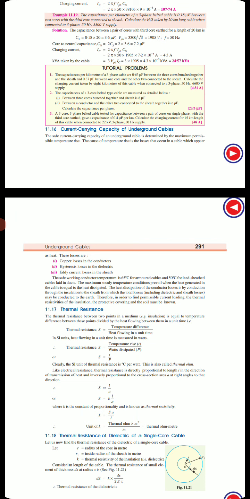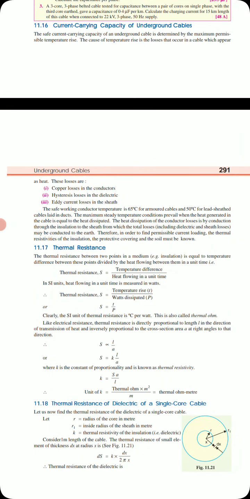The cause of temperature rise is the losses that occur in a cable, which appear as heat. Different losses occur in the cable. The first type of loss is the copper loss in the conductors. Second is hysteresis loss in the dielectric, and the third is the eddy current loss in the sheath. The safe working conductor temperature is 65 degrees centigrade for armored cable and 50 degrees centigrade for lead sheathed cable laid in ducts.